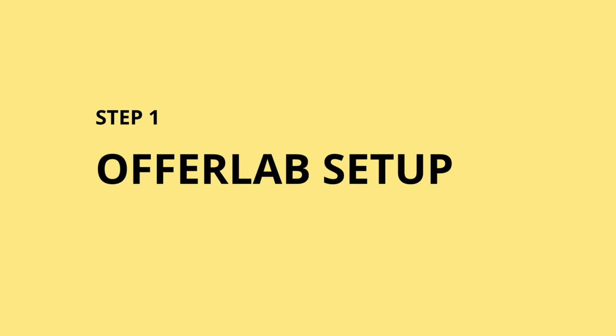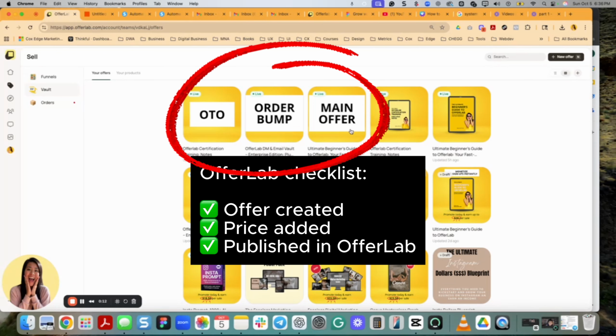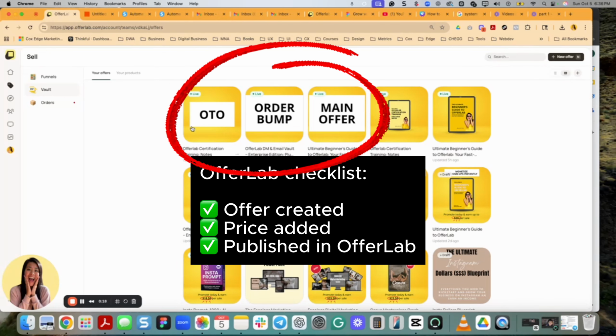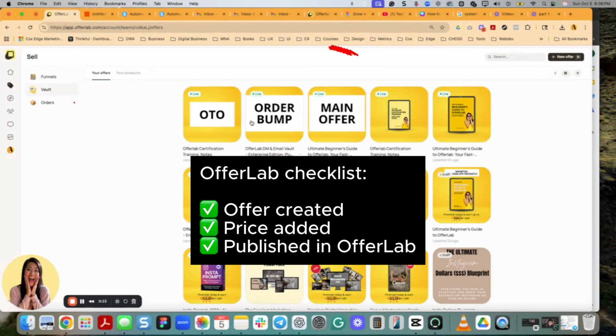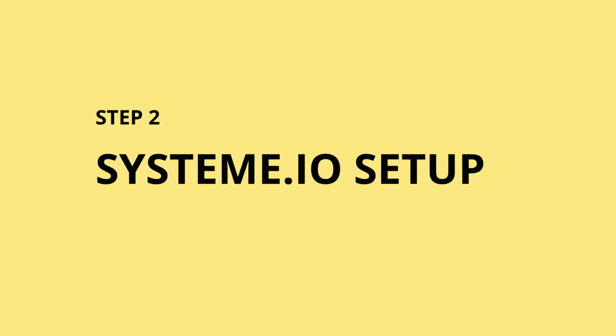Before we start, make sure that your offers are already created inside OfferLab. That means you've built each offer, the main product, the order bump, and the auto if you have them, and you have set the prices, the description, and payment links, and everything is published and ready to go. You see they're live here. OfferLab should be fully set up before connecting to Zapier because we will be pulling those product names directly into our automation.